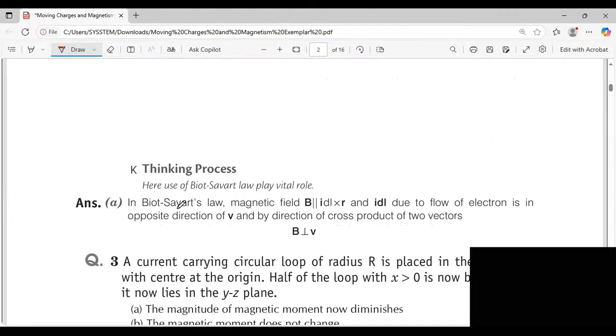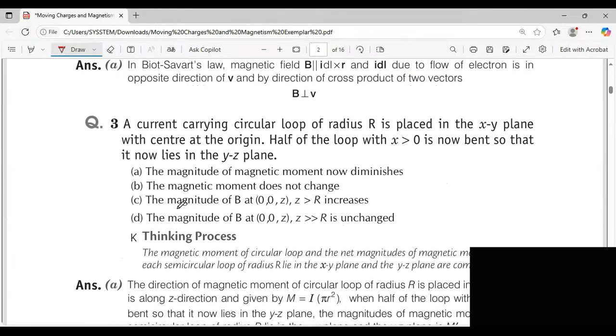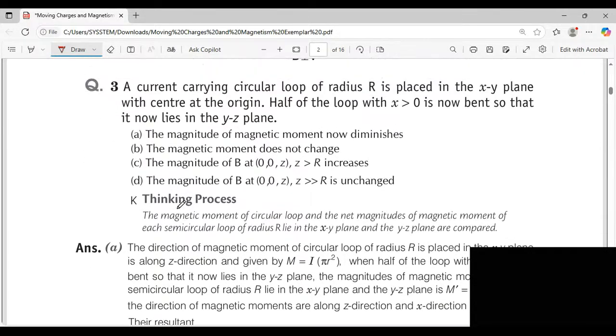Let's see question number 3. This is question number 3. A current carrying circular loop of radius r is placed in the xy plane with center at the origin. Half of the loop with x greater than 0 is now bent so that it now lies in the yz plane.